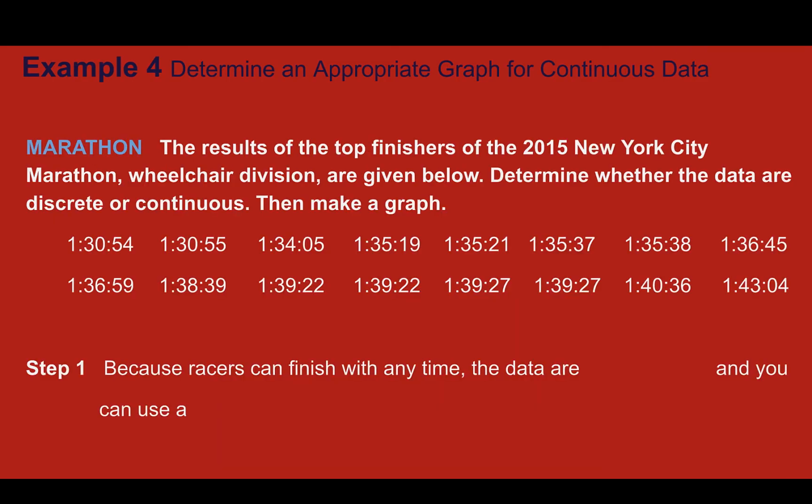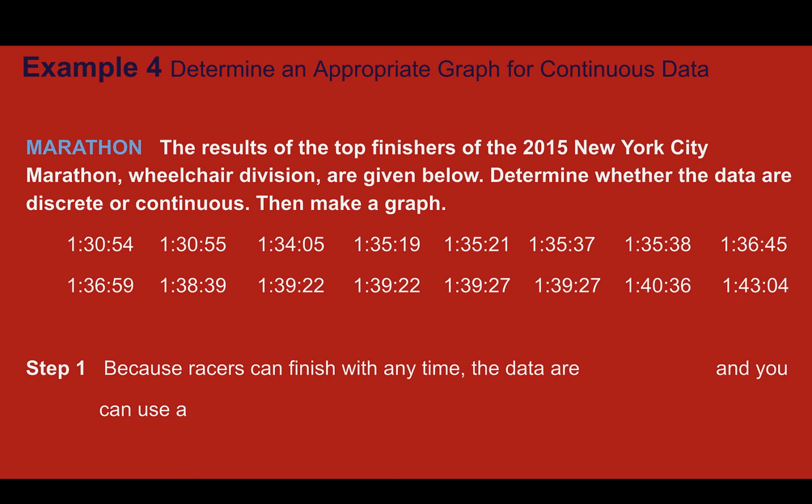Example 4. Determine an appropriate graph for continuous data. Our real-world context is a marathon. So the results of the top finishers of the 2015 New York City Marathon wheelchair division are given below. Determine whether the data are discrete or continuous, then make a graph. We are given a bunch of times.